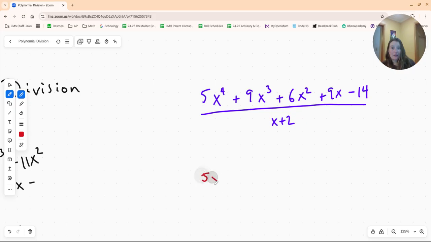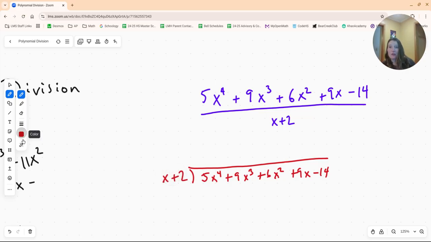So 5x to the 4th plus 9x cubed plus 6x squared plus 9x minus 14 divided by x plus 2. And I'm going to focus on the first terms one at a time. The first term of this giant polynomial is 5x to the 4th. The first term of my divisor is x. 5x to the 4th divided by x. I'm basically asking, what do I have to multiply this by to get that first term? And that would be 5x cubed.